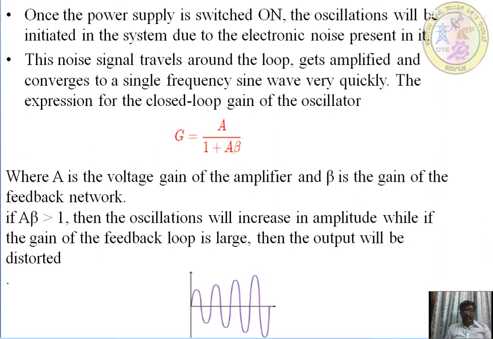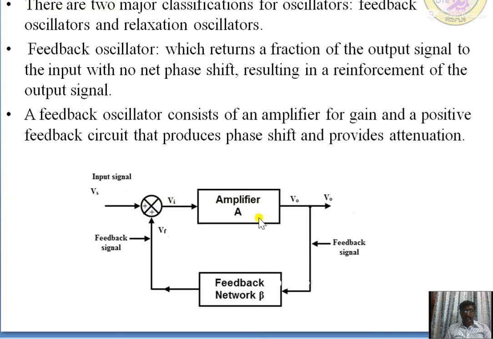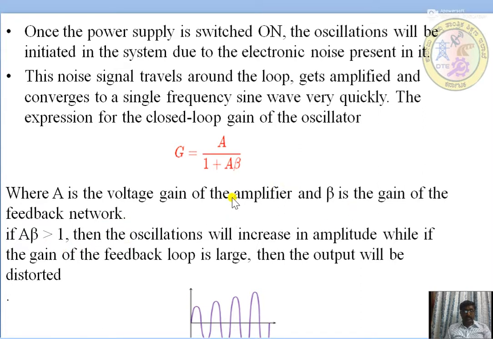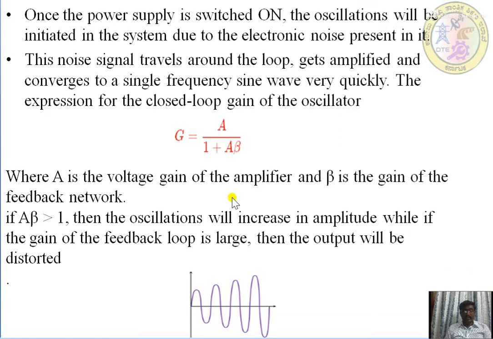A is the voltage gain of the amplifier, and beta is the gain of the feedback network. Depending upon whether A beta is greater than, less than, or equal to 1, we will get an undamped, damped, or normal output. If A beta is greater than 1, then the oscillator will increase its amplitude, while if the gain of the feedback loop is less than 1, then the output will be destroyed.